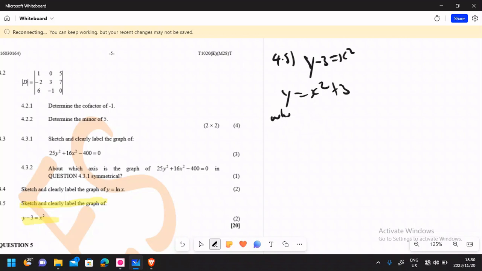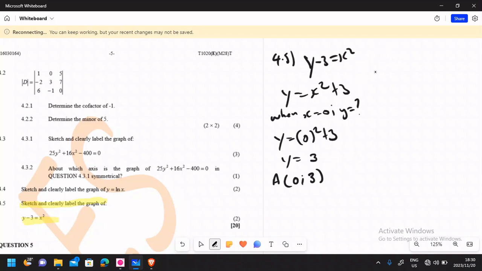When x is 0, what is y? So we are actually looking for the y-intercept when x is 0. So wherever there is y, wherever there is x, we substitute with 0. 0 squared plus 3, and then meaning our y is going to be 3. So the point here, let's call this point A. This point here is going to be (0, 3).